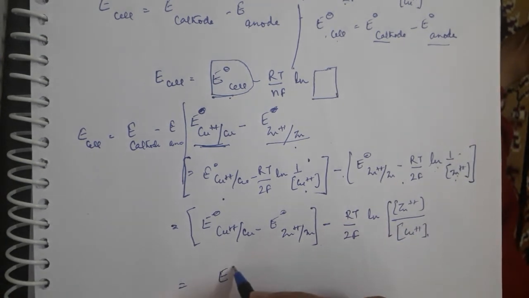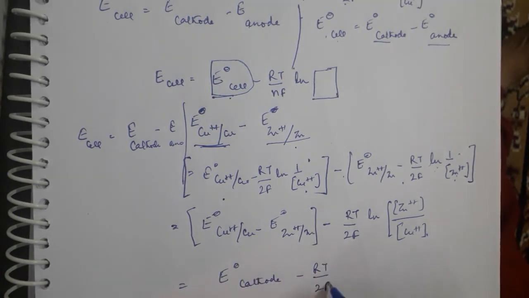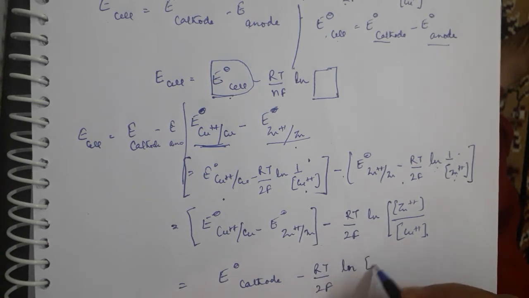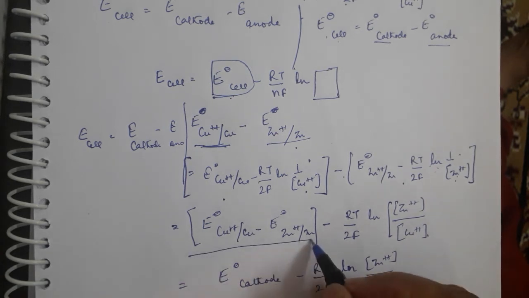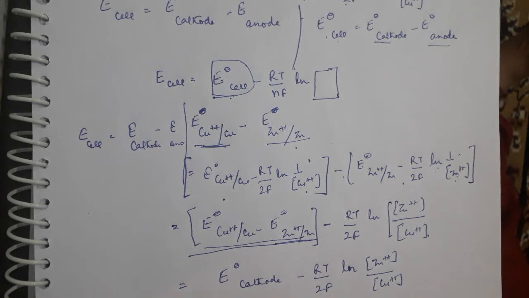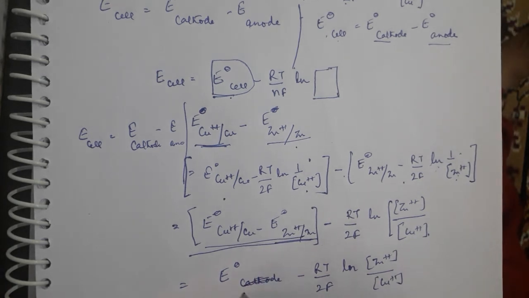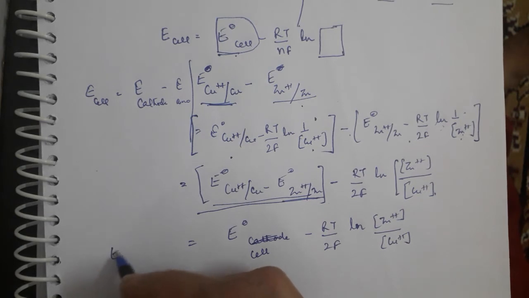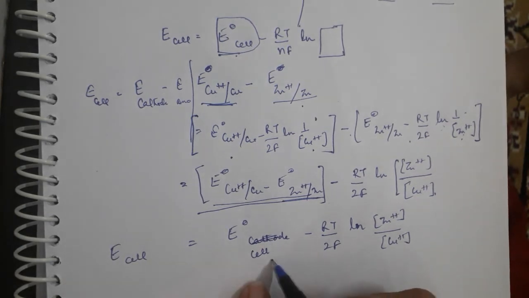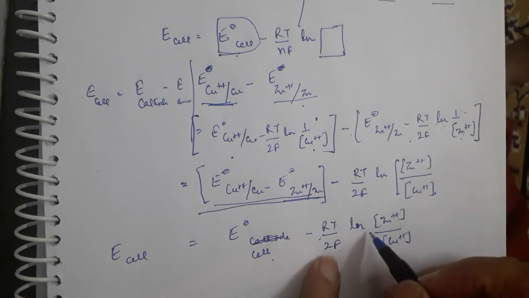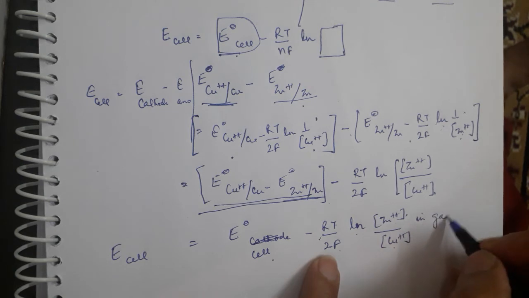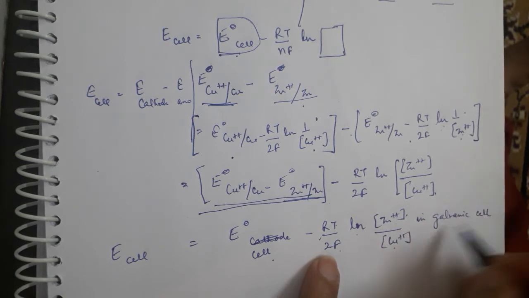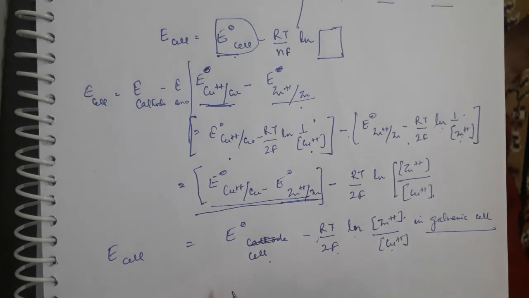We can write it as E0 cathode minus RT upon 2F natural log zinc ions upon copper ions. Hope you have understood the concept of this: E0 cathode minus E0 anode is equal to E0 cell. So what do we get? E cell equals E0 cell minus RT upon 2F natural log zinc ions upon copper ions in case of galvanic cell. This is the Nernst equation written for a cell.